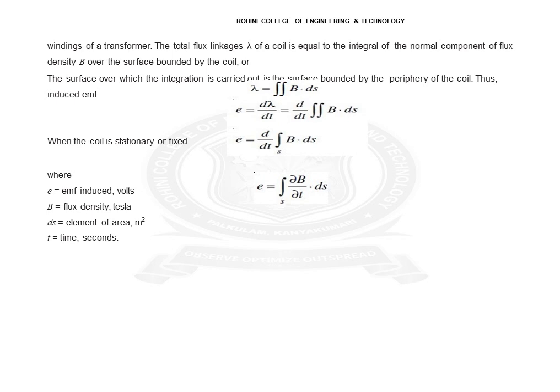Where E is the EMF induced, B is the flux density, ds is the element of area in meter square, and t is the time in seconds.